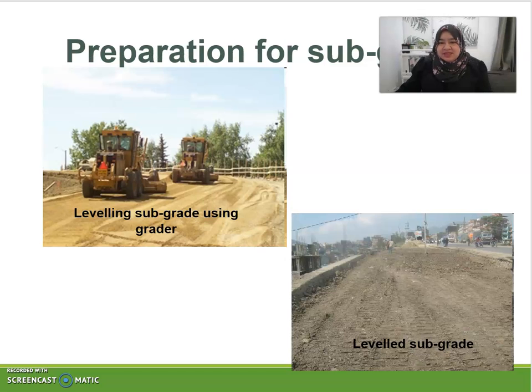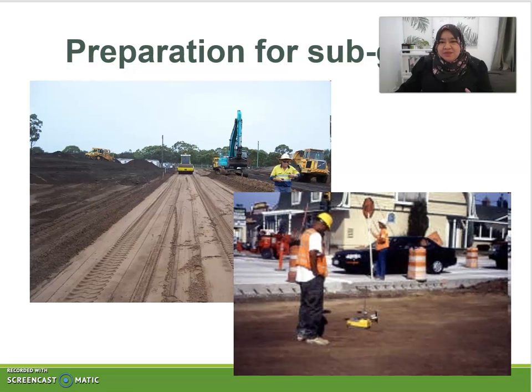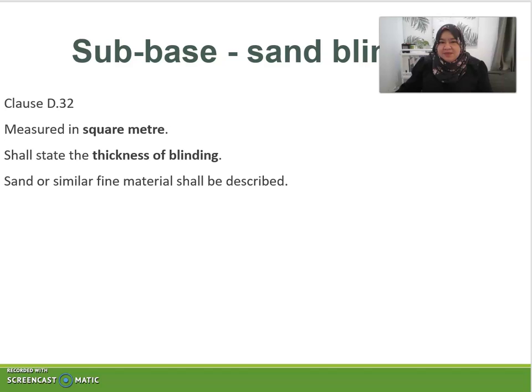has reached adequate density. Then we are preparing for the subbase, where for the subbase we are using sand blinding for filling. So this item is considered as a filling activity to the current subgrade soil, and it refers to section D32 and is measured in square meter, and you have to mention the thickness of the blinding. If you are using sand or other similar fine material, it should also be described.